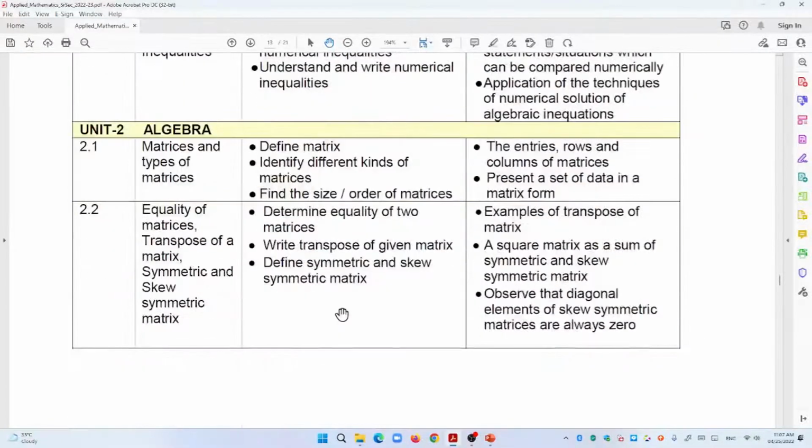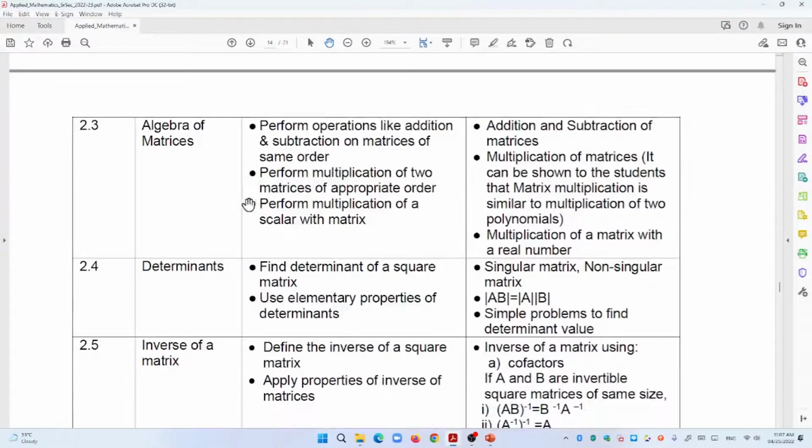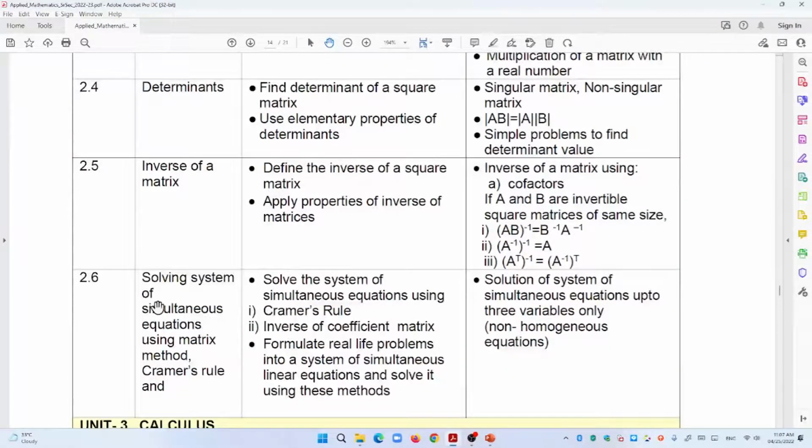Now moving on to the second unit, Algebra. We have matrices and types of matrices, then equality of matrices, transpose of a matrix, symmetric and skew symmetric matrix, then algebra of matrices, determinants, inverse of a matrix, and solving a system of simultaneous linear equations using matrix method and the Cramer's rule. So these are the various topics in Unit 2 Algebra.